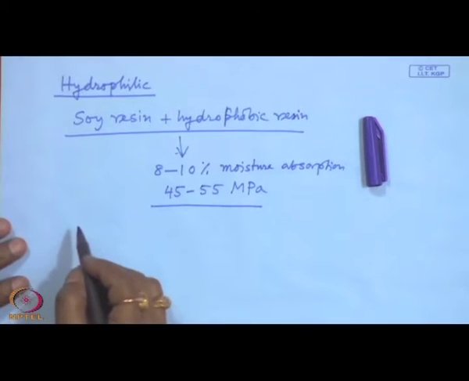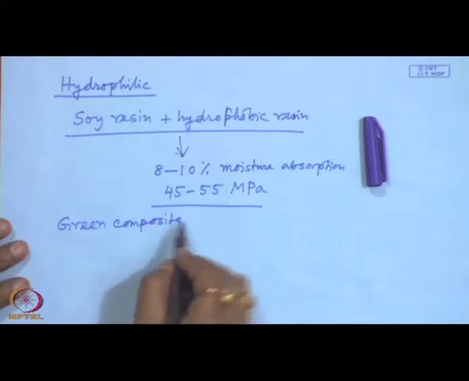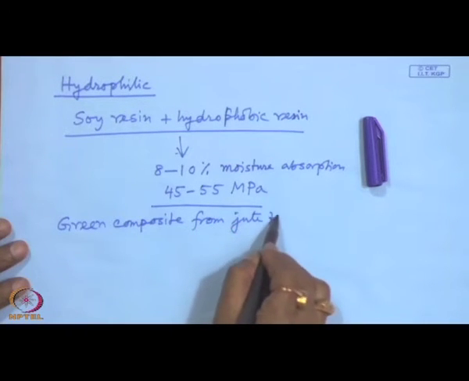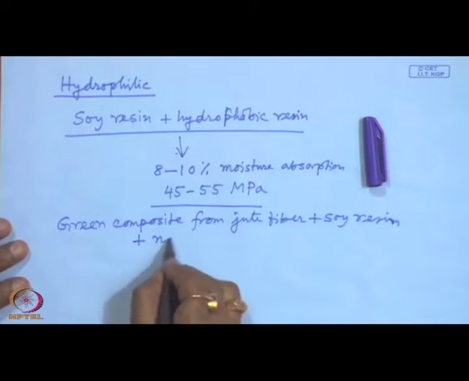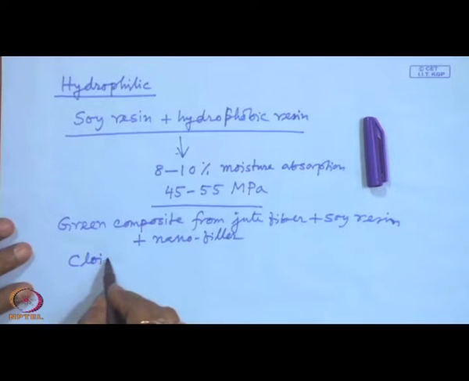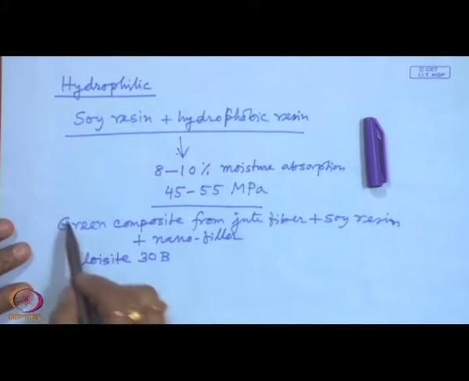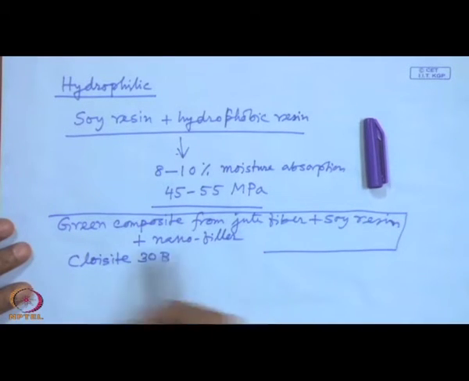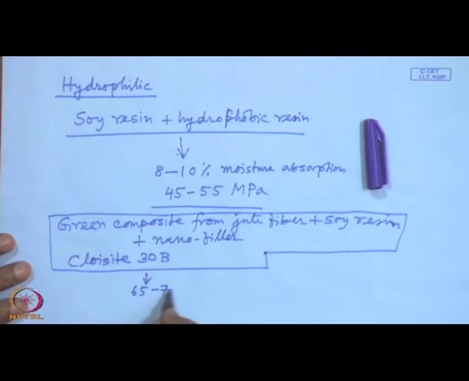Also, we have developed that green composite from jute fiber and soy resin along with some nano filler. We have taken organically modified nano filler, say montmorillonite clay Cloisite 30B nanofiller with this combination, and we achieved very good strength properties, and that provided us tensile strength of 65 to 70 megapascal.